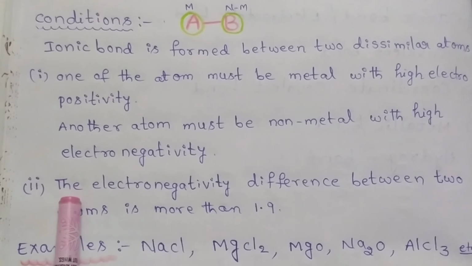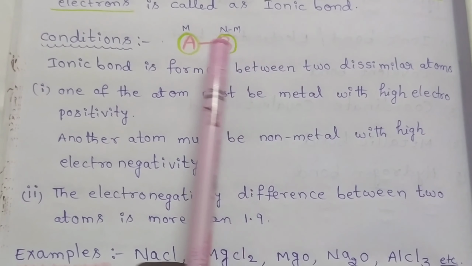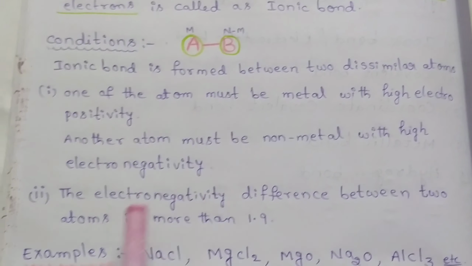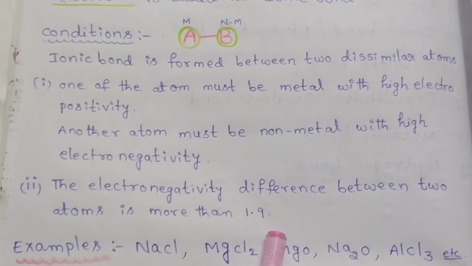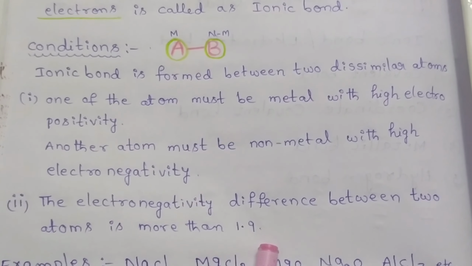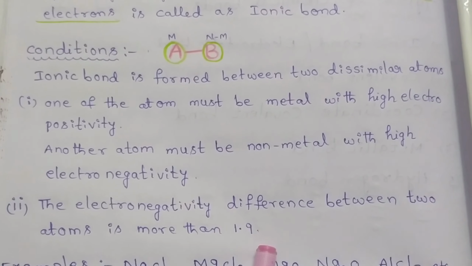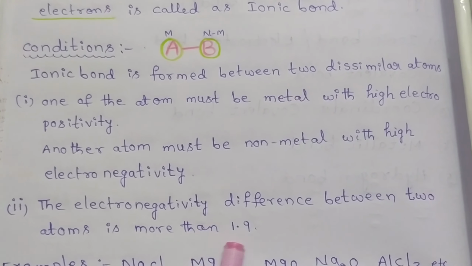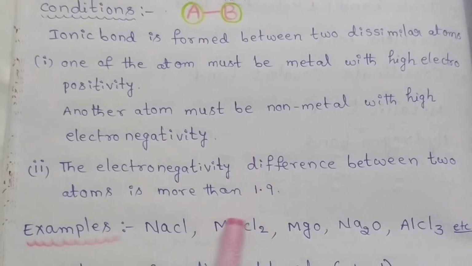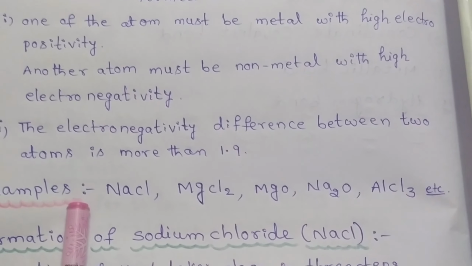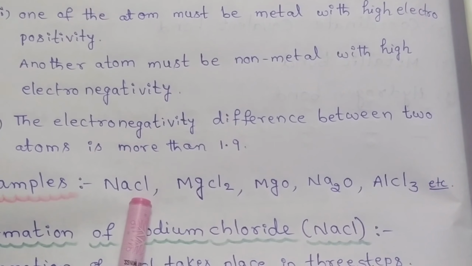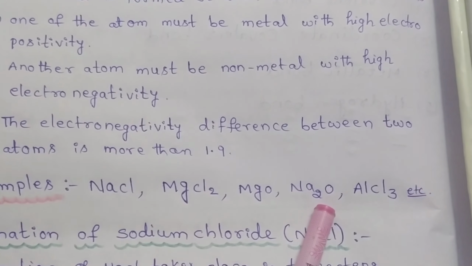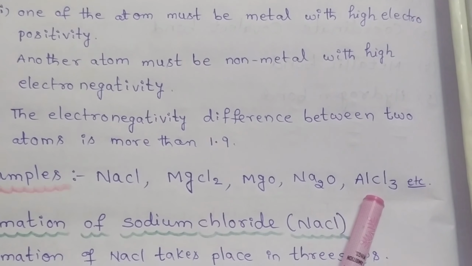The second condition is that the electronegativity difference between the two atoms, that means A and B, is always greater than 1.9. That means during the formation of ionic bond, the electronegativity difference between the two atoms must be greater than 1.9. The examples for ionic bond are sodium chloride, magnesium chloride, magnesium oxide, sodium oxide, aluminum trichloride.